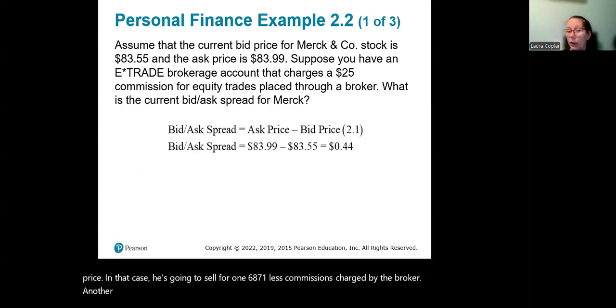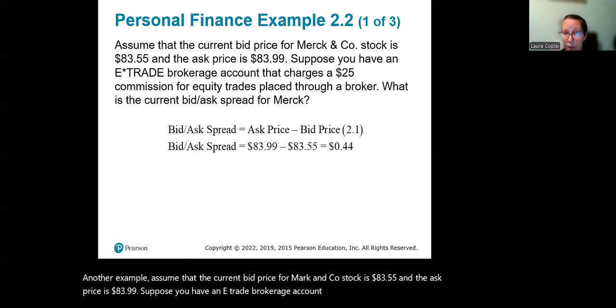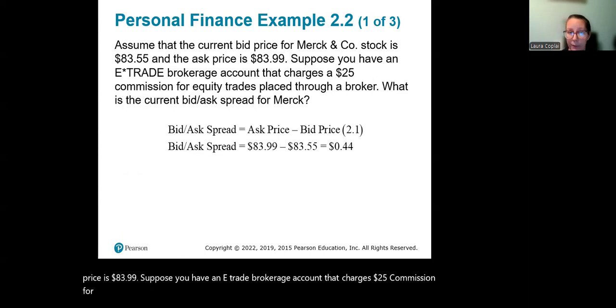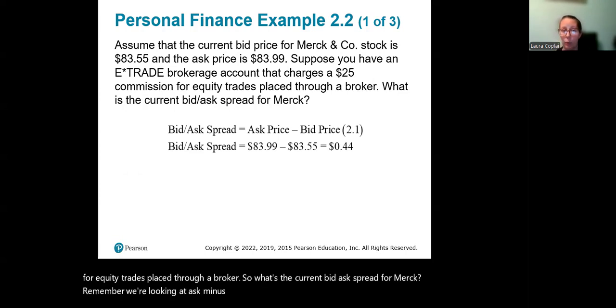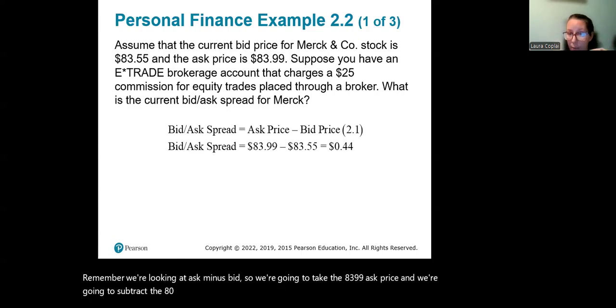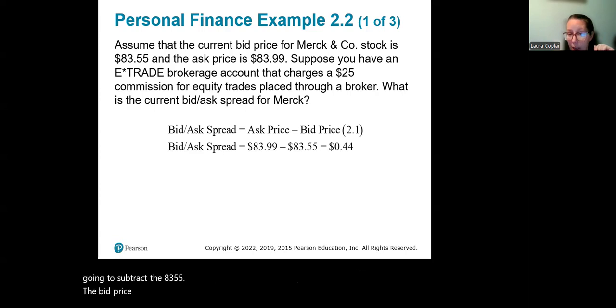Another example, assume that the current bid price for Merck & Co. stock is $83.55 and the ask price is $83.99. Suppose you have an E-Trade brokerage account that charges $25 commission for equity trades placed through a broker. So what's the current bid-ask spread for Merck? Remember, we're looking at ask minus bid. So we're going to take the $83.99, the ask price, and subtract the $83.55, the bid price, and we're going to see that the spread is 44 cents.